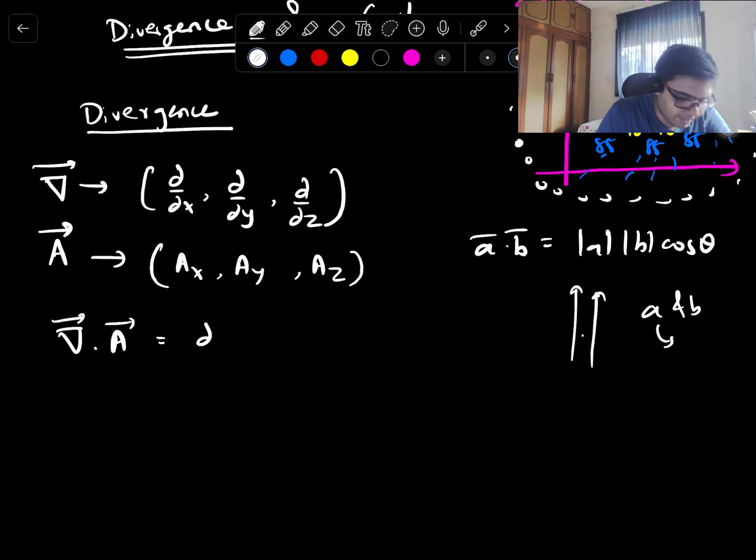Now, what do we mean by divergence? Let us say we have something like this. We have a vector field. Let me make a field like this.